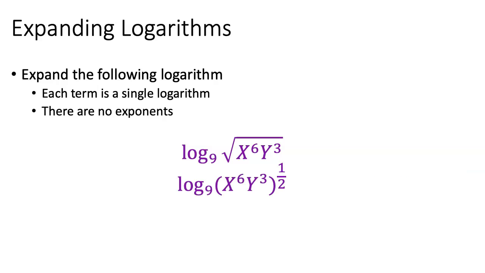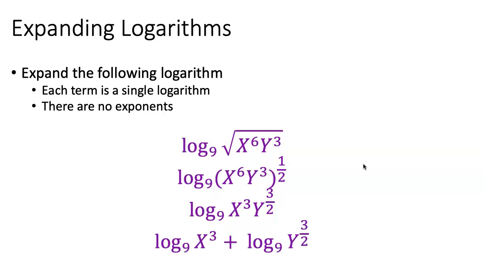Now we got a couple of ways we can go here. This first way, I'm going to use power to a power and realize that x to the 6th to the 1/2, well, we multiply those exponents, and y to the 3rd to the 1/2, we'll multiply those exponents. And so 6 times 1/2 is 3, 3 times 1/2 is 3/2. Then we can use that product rule to expand the logarithms and add them because we were multiplying those factors. So now it's log base 9 of x to the 3rd and log base 9 of y to the 3/2 power.